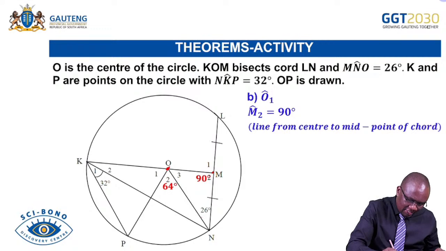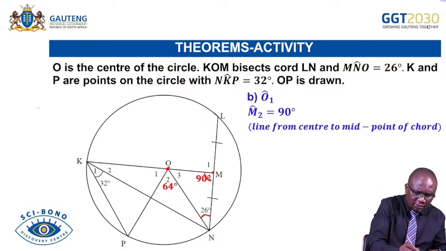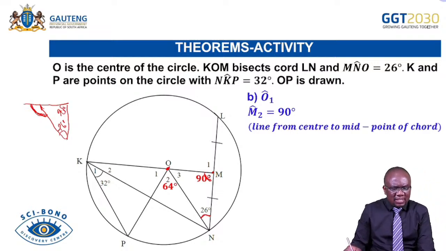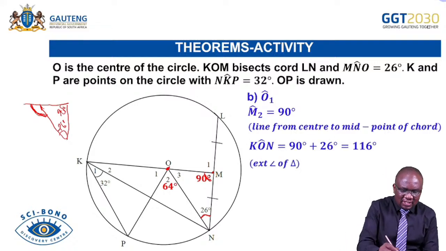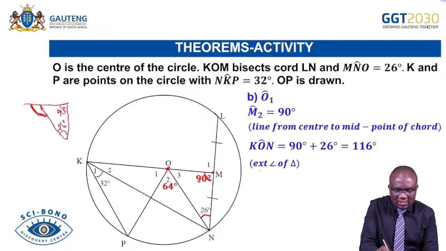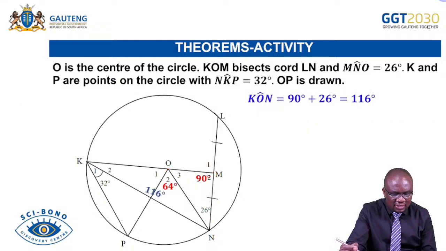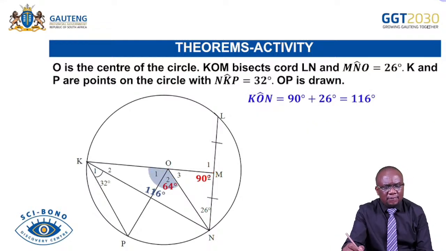Now, if you check, there's angle 26 and angle 90 here. If we add these two angles, which angle are we going to get? Let me draw this. There's 26 here. There's 90 there. Which angle is formed here if we add, the exterior angle of a triangle? Which angle is that? It is KON. Do you see that? So we can find angle KON by saying 90 plus 26, because of the exterior angle of a triangle. So KON is what? It is 116 degrees.